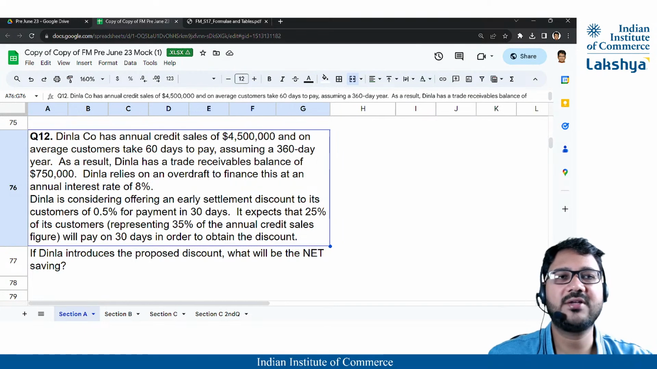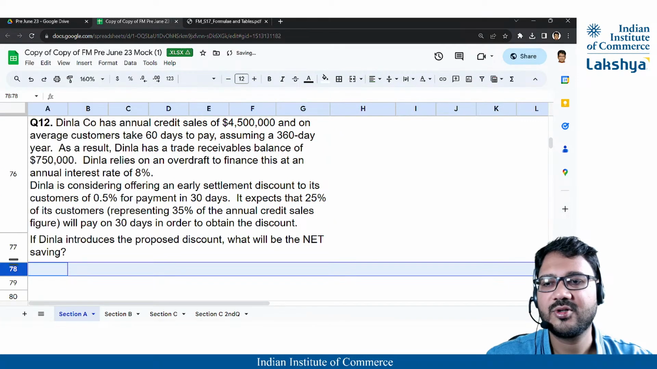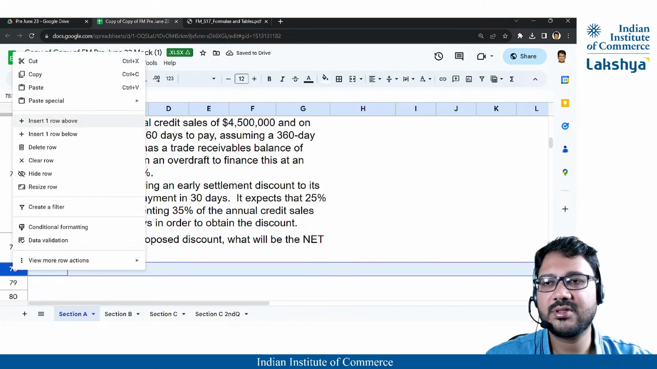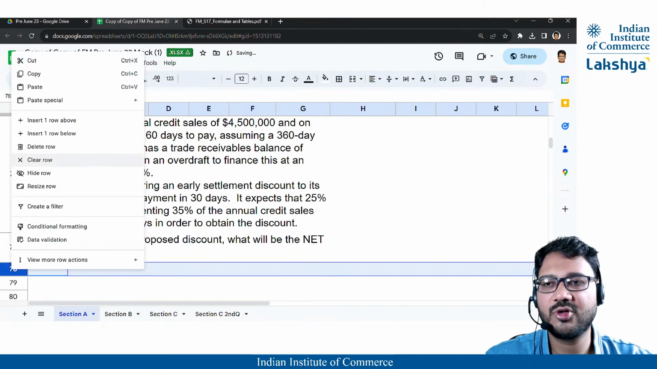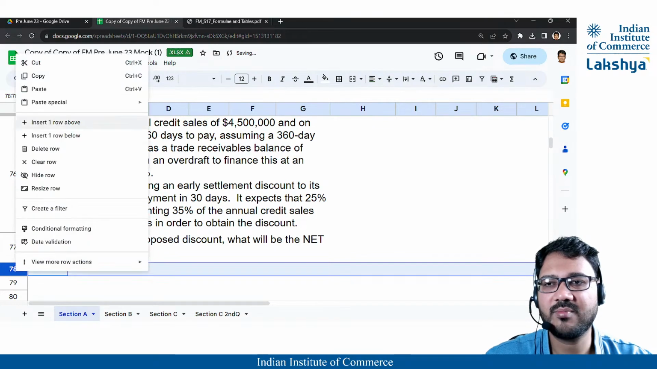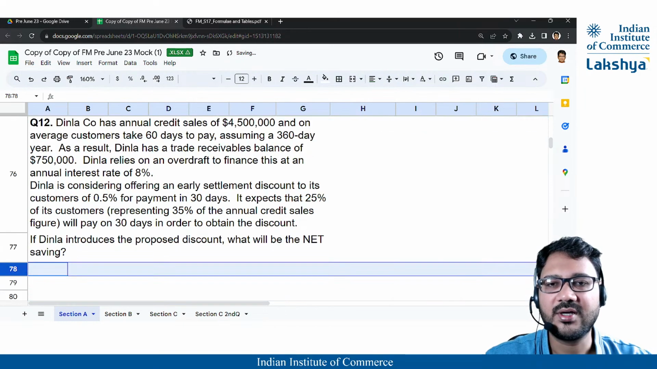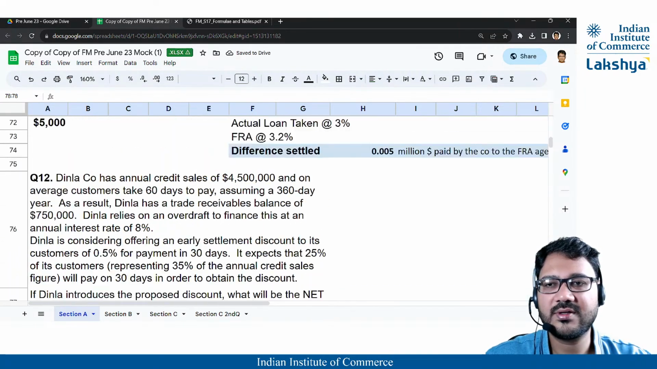So we need to calculate net savings. Now, this seems like a big question. Ideally, you may want to do it a little later, save your time, and move on to the next questions. Flag this, mark it, and move on to the next question. But here we will solve it first.